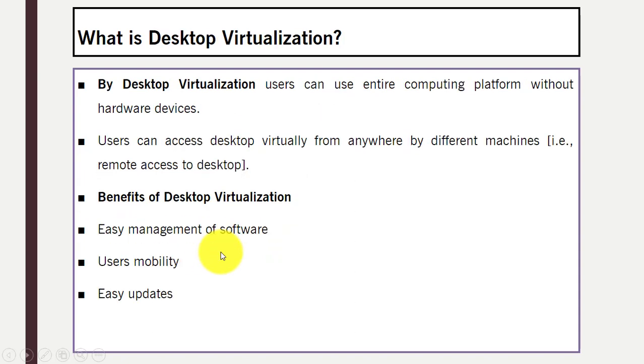Now we have desktop virtualization. Here the user can use the entire computing platform without hardware devices. So after desktop virtualization, the user can use the computing platform without hardware devices. So the user can access the desktop virtually. We will provide a virtual version of the desktop to the end users.